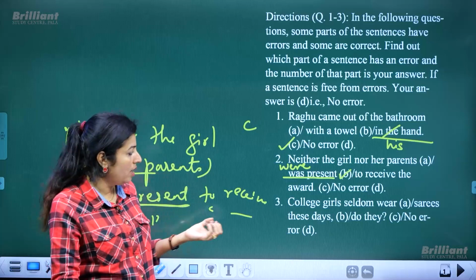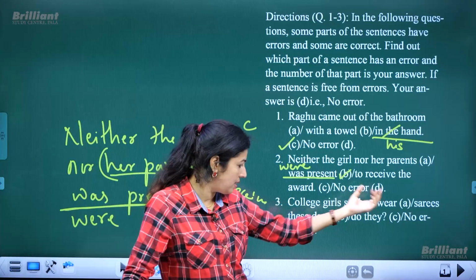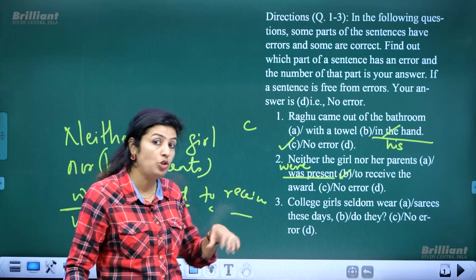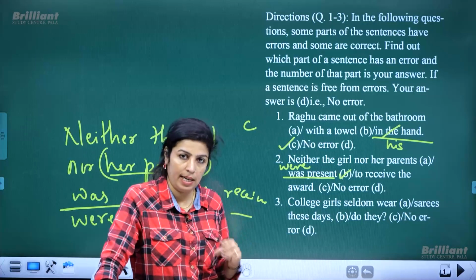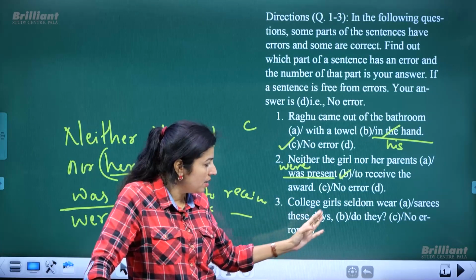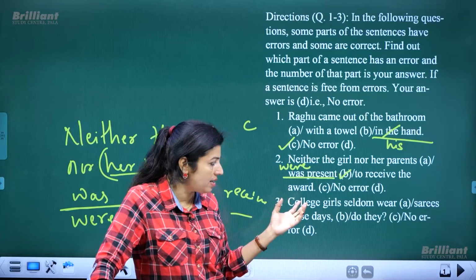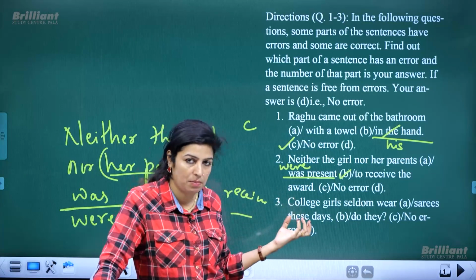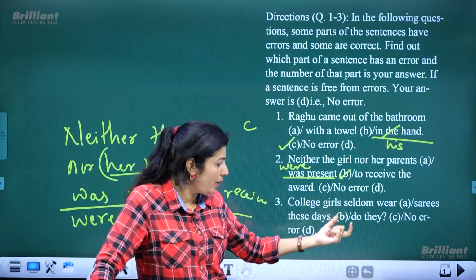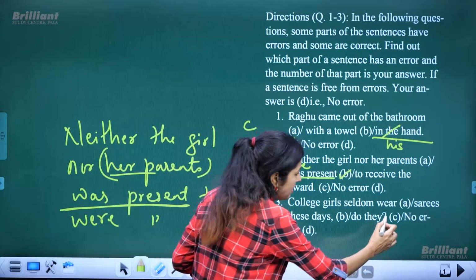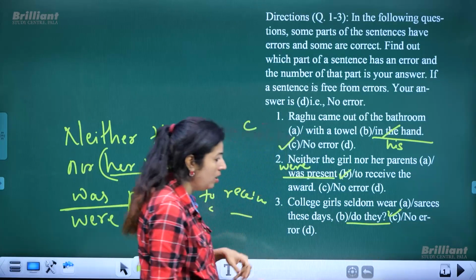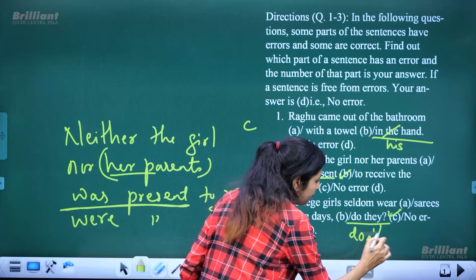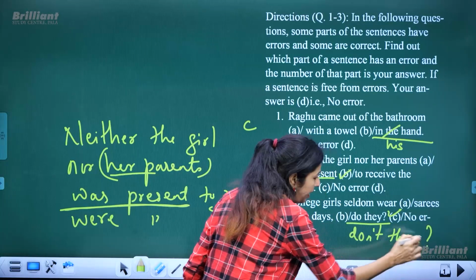Not always. Actually, college girls seldom wear saris these days does not mean that all college girls do not wear saris. Very few wear. At least some wear, right? So, college girls seldom wear saris means they wear saris very rarely. That means there is a positive sense in the statement. So, college girls seldom wear saris these days, do they? The C part, do they, has gone wrong. This question tag has gone wrong. Don't they is the correct form.